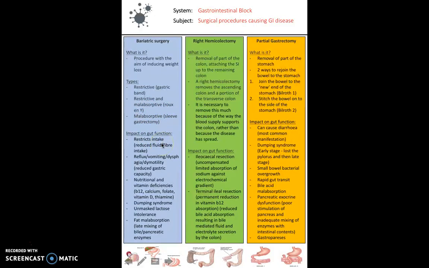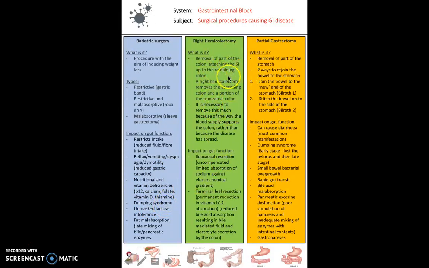But consequently, it does restrict the intake that you can have, so you have reduced fluid and reduced fibre intake. It can cause reflux, vomiting and dysphagia and dysmotility, so therefore we have a reduced gastric capacity. So largely these are, in the long term, causing the symptoms that the patient wants. They want to lose weight, it induces that weight loss, but also it can cause issues in terms of nutritional and vitamin deficiencies, so B12, calcium, folate, they're not being absorbed as they should. And following bariatric surgery, you can suffer from something called dumping syndrome.